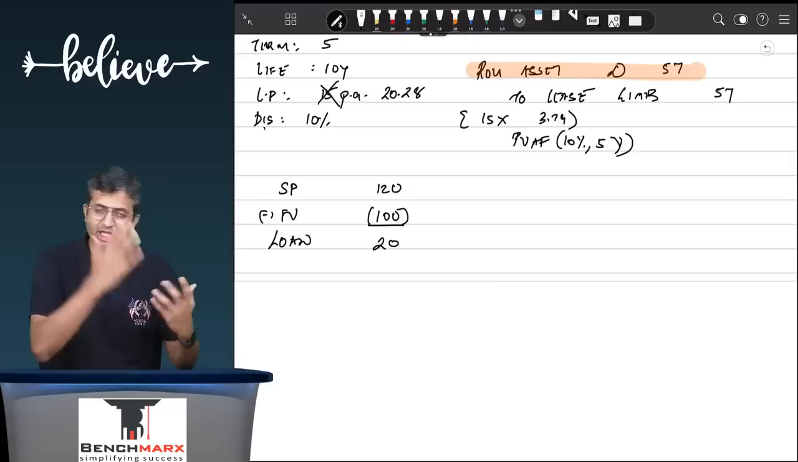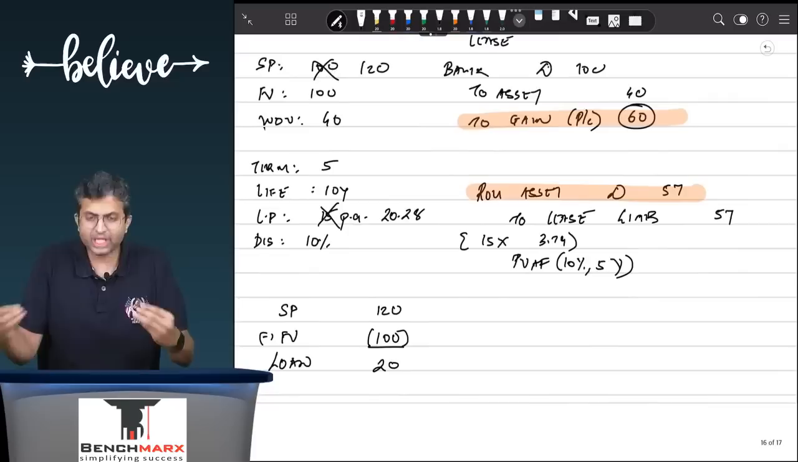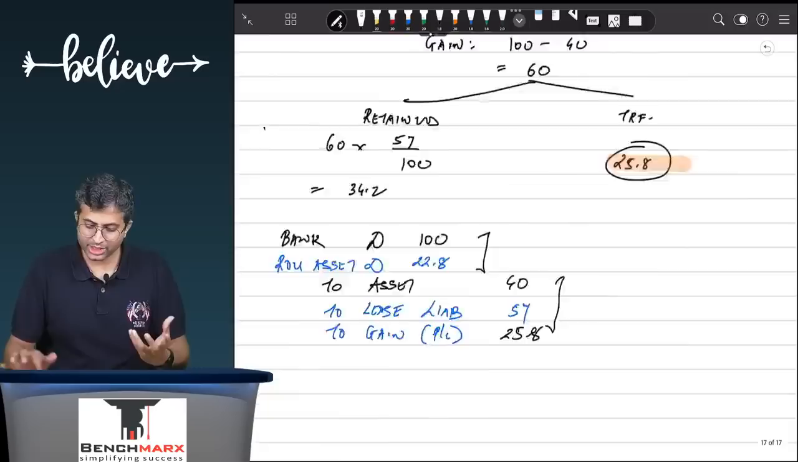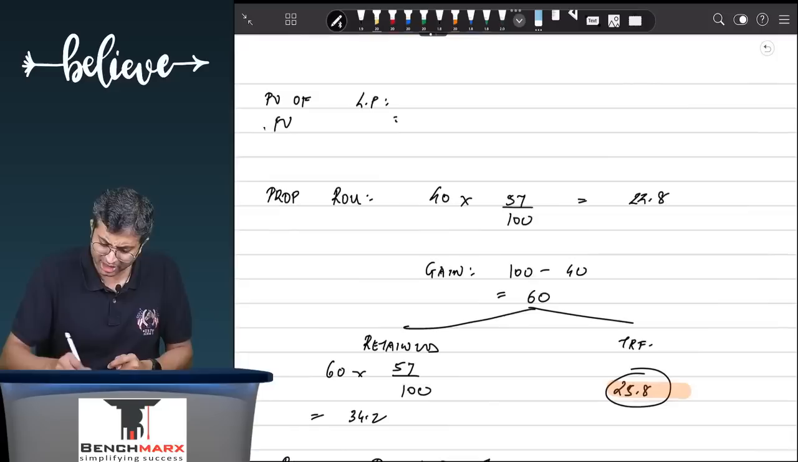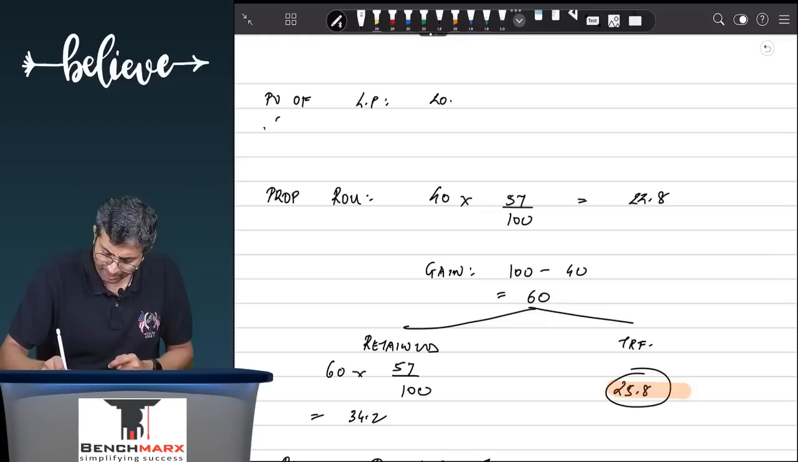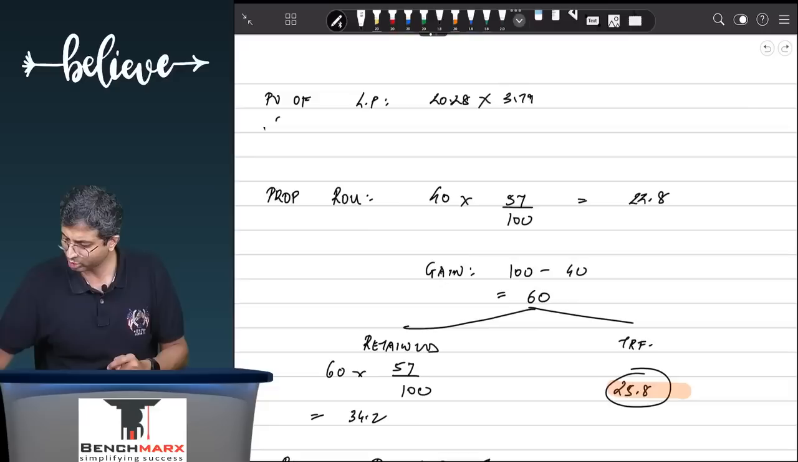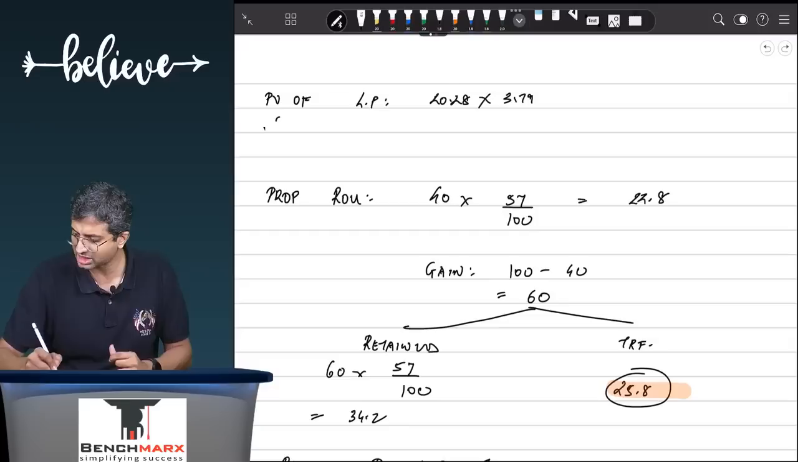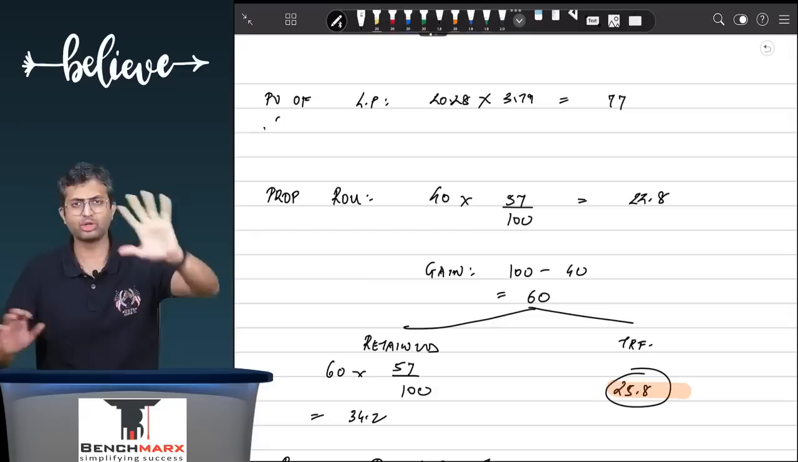In which case, if in today's terms there's a 20 rupee loan, the loan will ultimately have to be repaid. Now, how is the loan going to be repaid? Well, in the form of lease payment. So, one can say that the present value of the lease payments over here will be 20.28 into 3.79, which comes to around 76.86 or basically 77. Actually, you are paying 20.28 into 5, but in today's terms, you are paying 77.